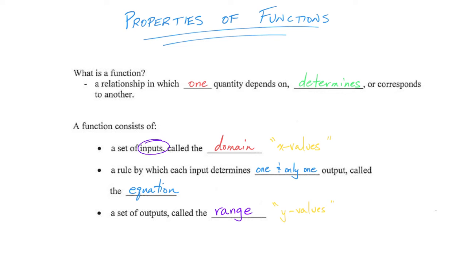Now, that second bullet, we have a rule. And now, I don't think a whole lot of us use the terminology rule very often. But it is a rule in which each input determines one and only one output. We're going to come back and talk about that one and only one specifically. But again, I don't think an awful lot of us think of it as a rule, but instead we would use the terminology an equation.